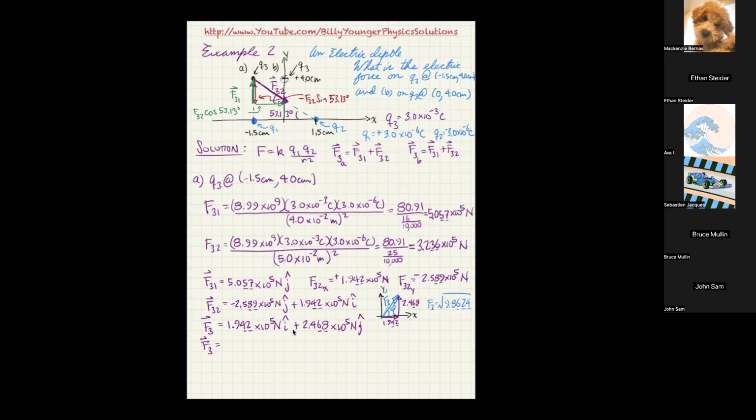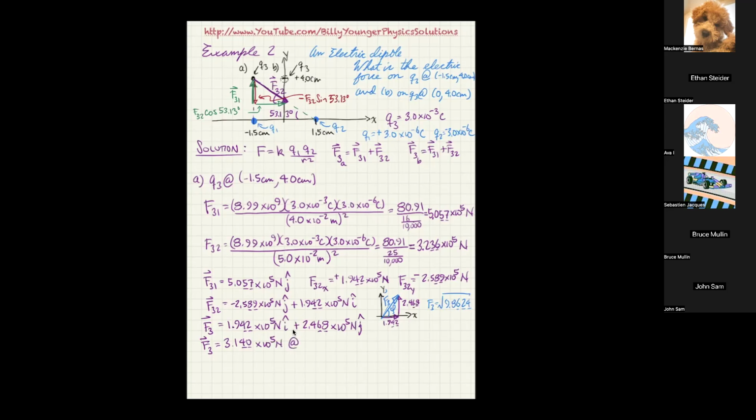Okay, that's how I got the magnitude, by basically doing the Pythagorean theorem. So I'm going to take the square root of that, and that gives me 3.140 times 10 to the 5th newtons.